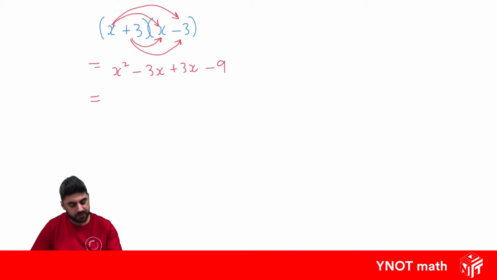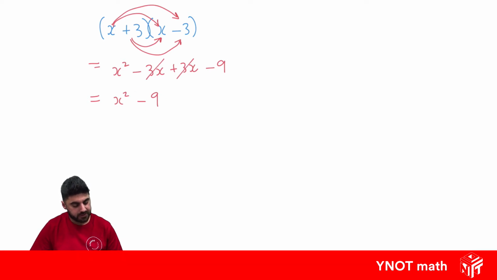We can simplify our middle terms. Minus 3x plus 3x is going to be 0. And we're just going to be left with x squared minus 9. And this is a special result because when we have two binomials that we're multiplying together and all that's different about them is the sign, the middle terms always cancel out and we're left with this result.